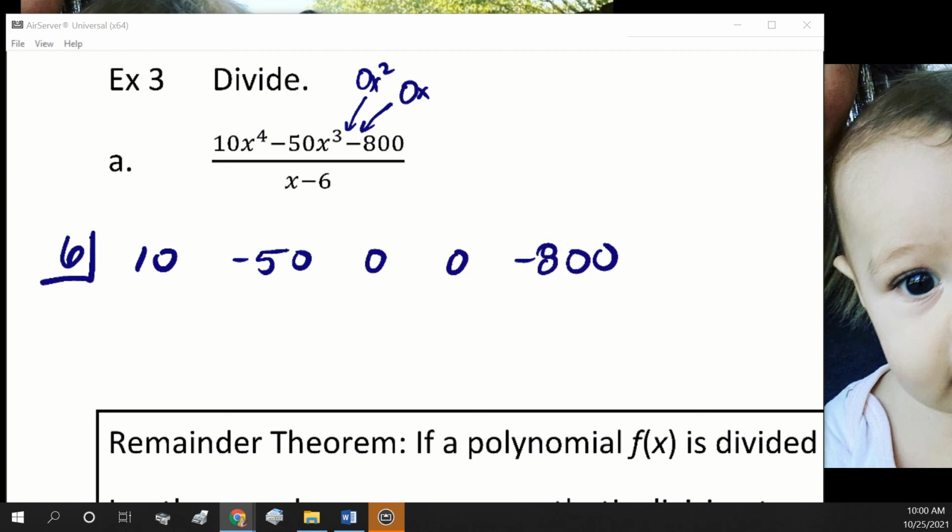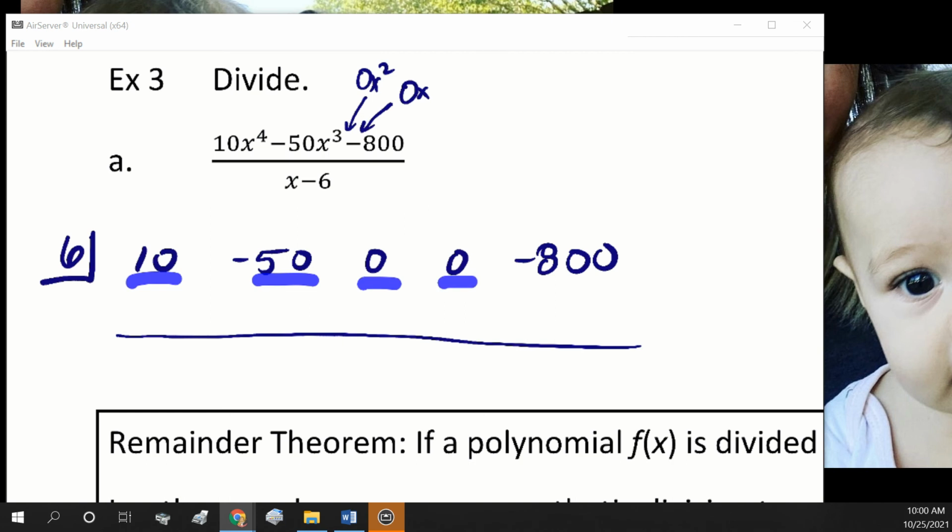Now, I always kind of check myself because I think it's easy to make a mistake on synthetic division because it goes so fast. But anyway, if this has a power of 4, after the box, there should be 5 numbers. If there's not, you're doing the wrong problem. Okay, so what we're going to do first is bring down that first coefficient. We're going to bring down 10.